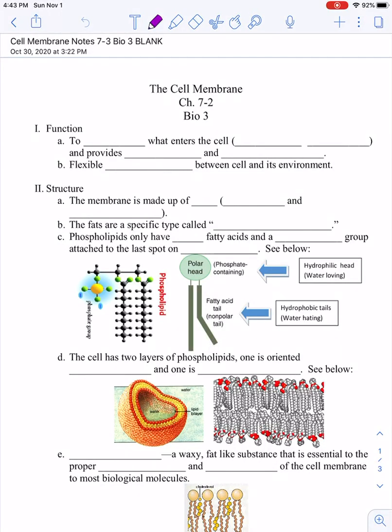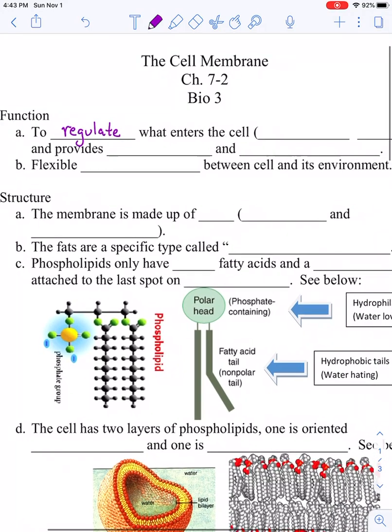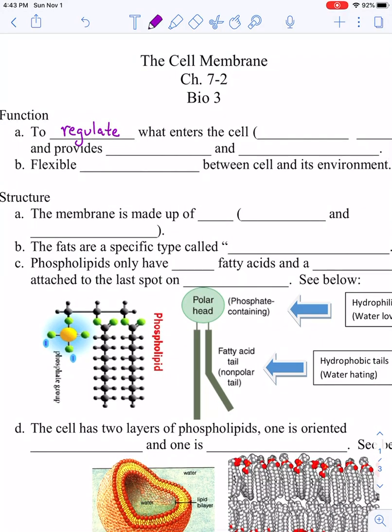These notes cover the tail end of Chapter 7, Section 2 of your textbook, which covers the composition of the cell membrane and its function. Starting with function, the cell membrane's job is to regulate what enters the cell and provides protection and support.